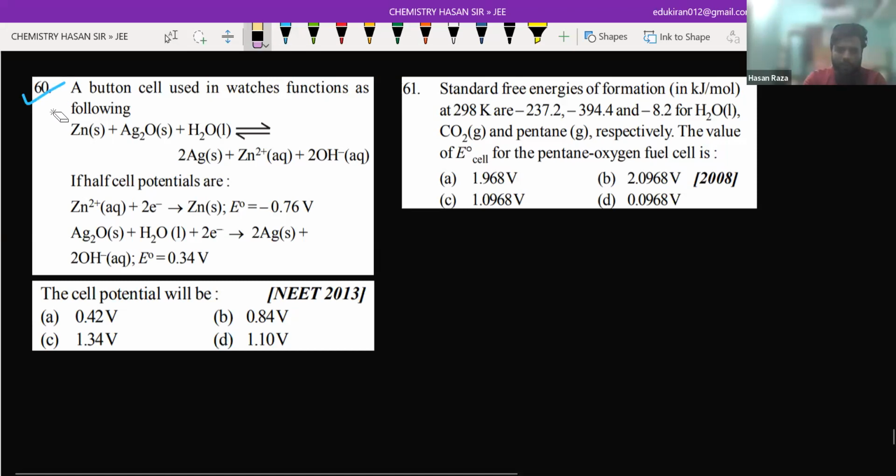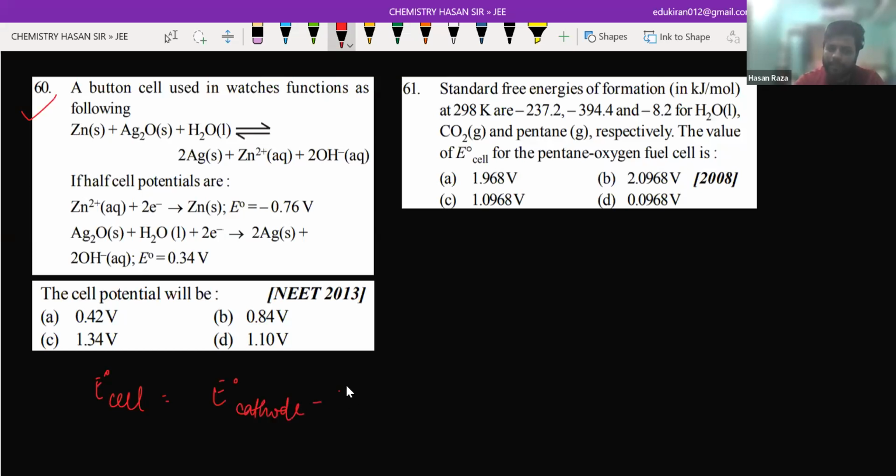Never doubt yourself. Whatever you do, do it with confidence. Otherwise, you will get negative marking. Okay? If you have any misconception in this question, let me know. You just need to calculate the E0 cell. And you know E0 cell is equal to what? E0 cathode minus E0 anode.